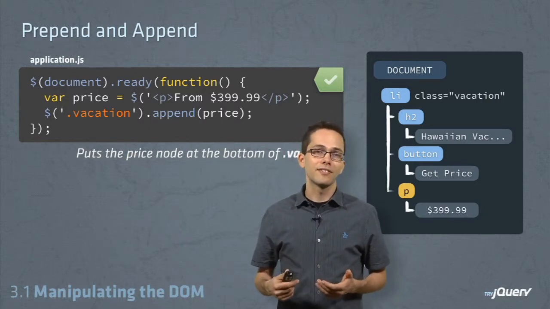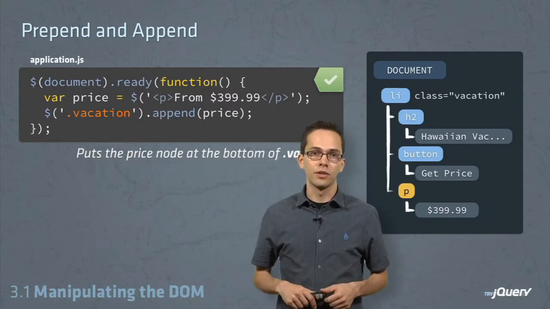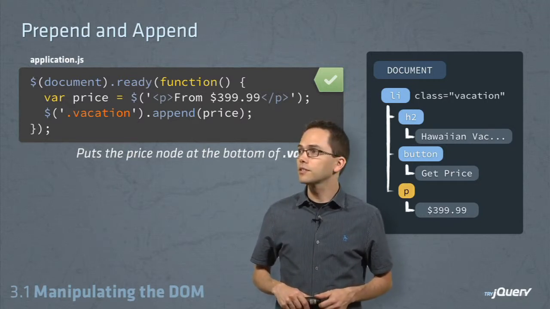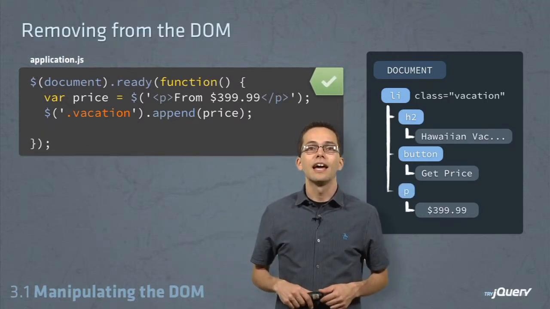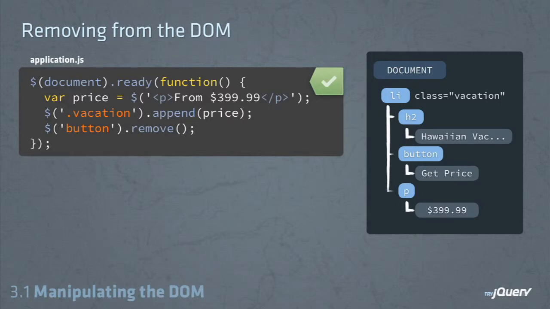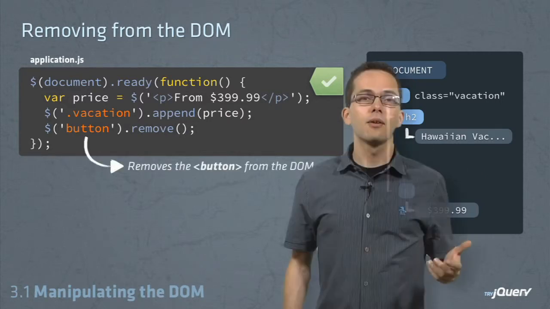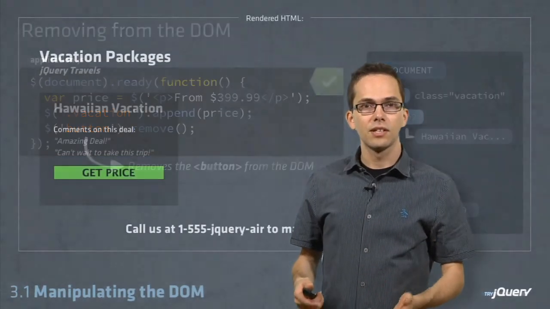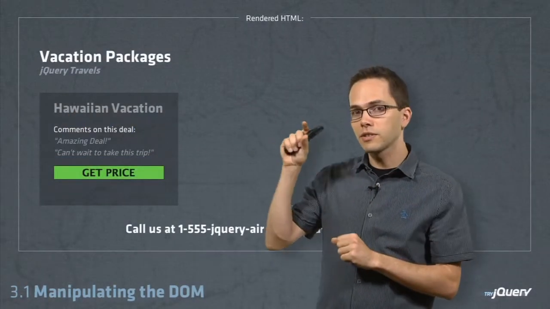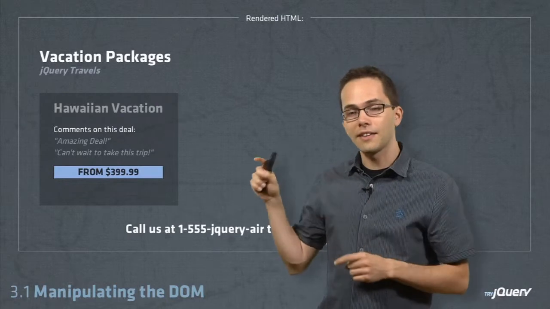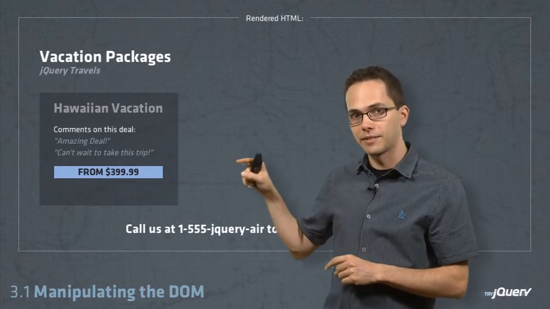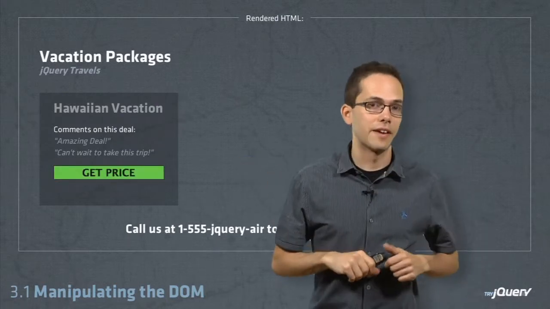The only step left is to remove the button node from the DOM. To do this, we simply fetch the node and call the remove method. That will remove it from the DOM. So now with that code, when we load up the page, the DOM is going to load, and as soon as it's loaded, it's going to add that paragraph and hide the button. So we're going to see the price like you see there.